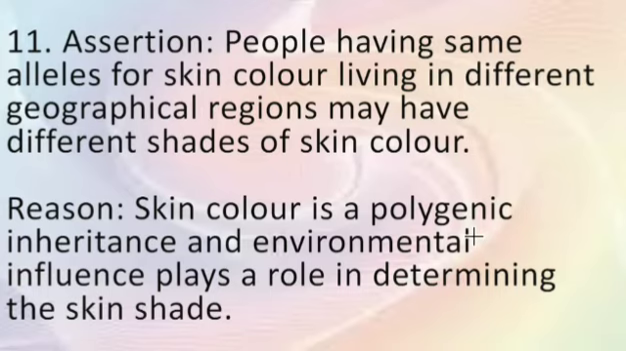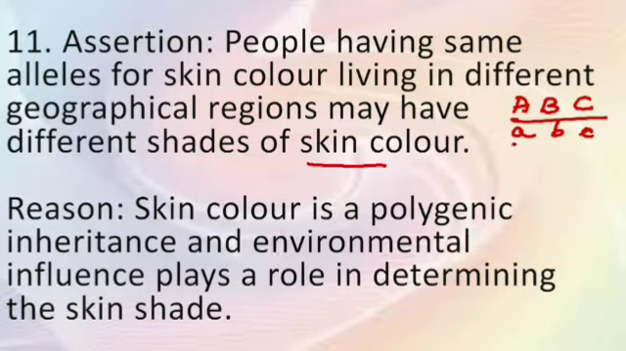People having the same alleles for skin color living in different geographical regions may have different shades of skin color. Skin color is an example of polygenic inheritance. We have capital A, capital B, capital C dominant alleles, and small a, small b, small c recessive alleles controlling the skin color. The more dominant alleles, the darker the skin would be. Lighter skin will have the maximum recessive alleles. So it's a cumulative effect, and it's not only the effect of genes, but it is influenced by the environment as well. So the first statement is correct: skin color is a polygenic inheritance. Yes, environmental influence plays a role in determining skin shade. So here it is option E.